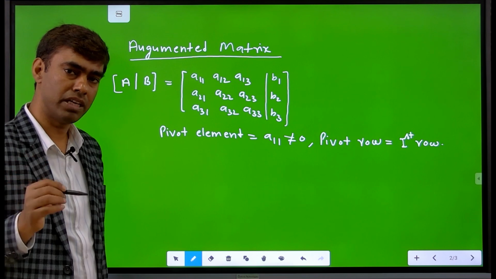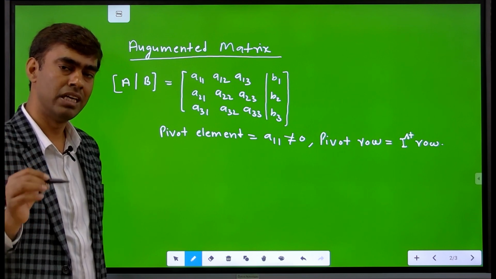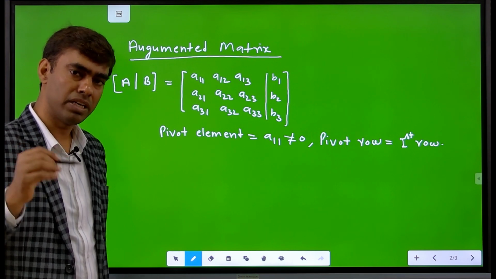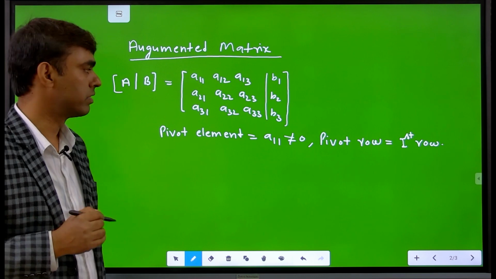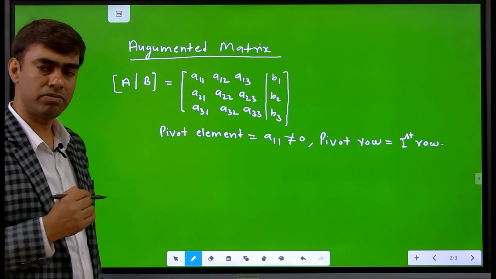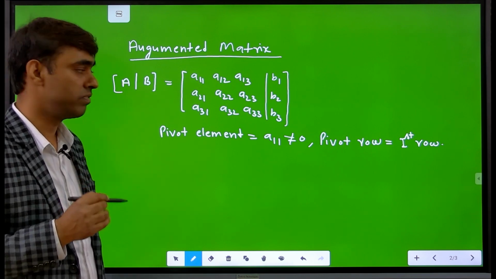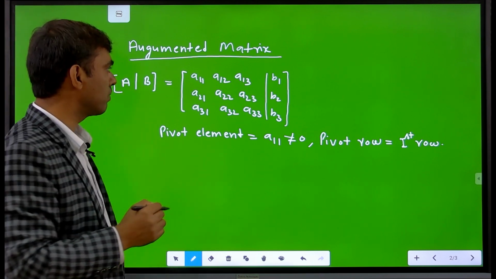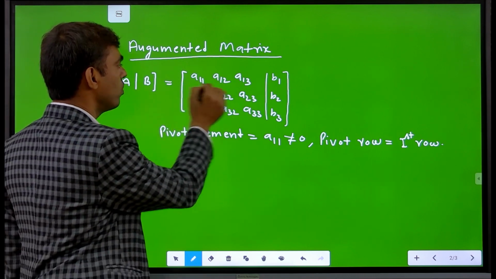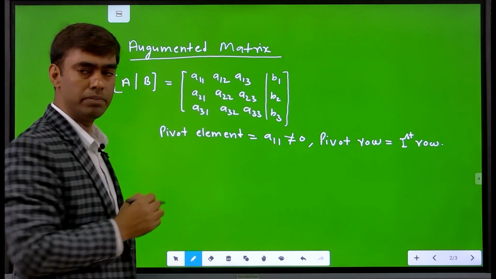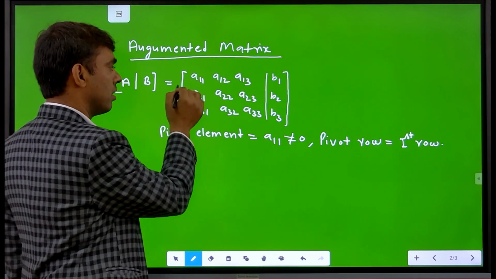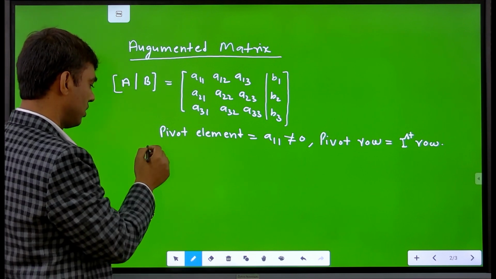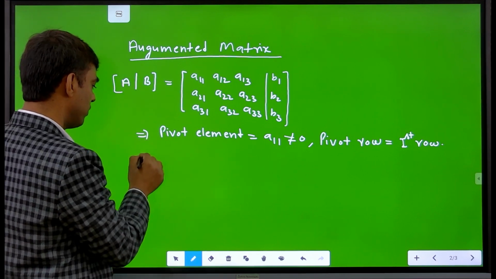In the second stage of elimination, we normalize the second equation, and in the third stage and onwards, we normalize the third and onward equations. So, in the first step of the first stage of elimination, we normalize the first row, which is the pivot row. For the normalization, we divide the whole row by the pivot element. So, after this, we have normalized.